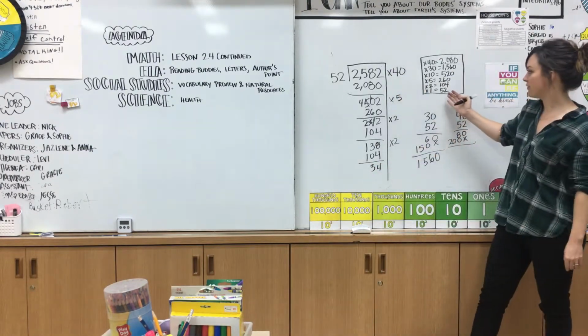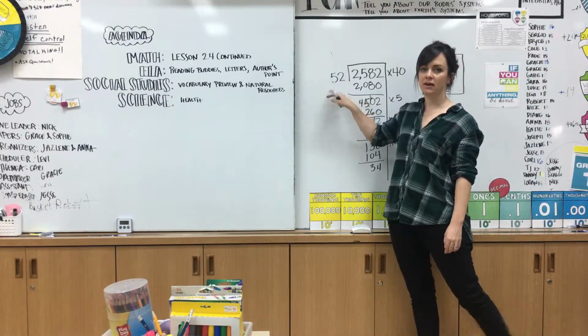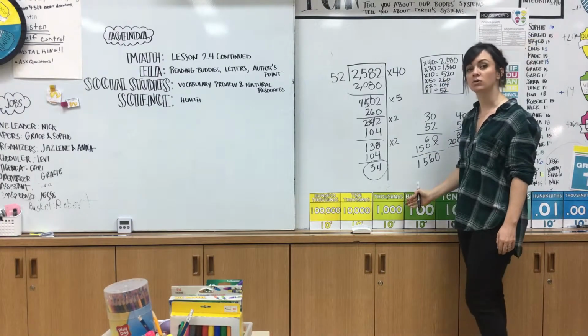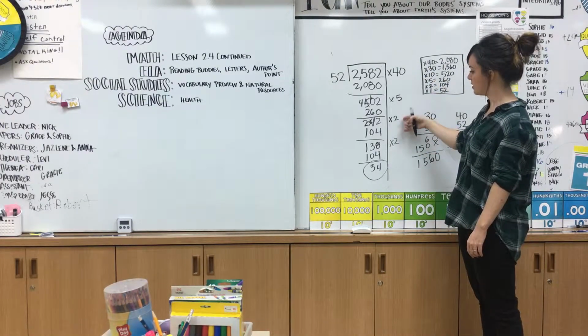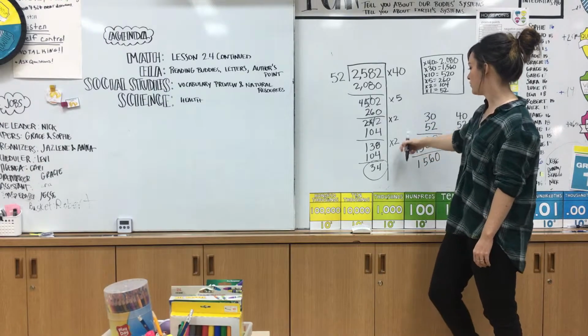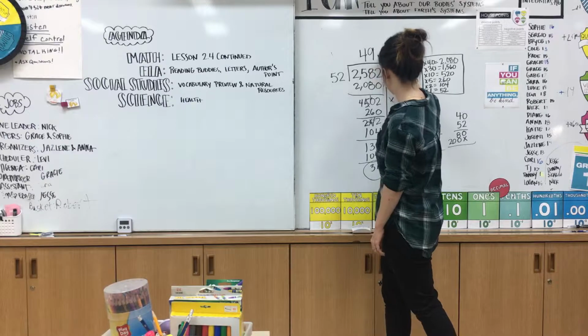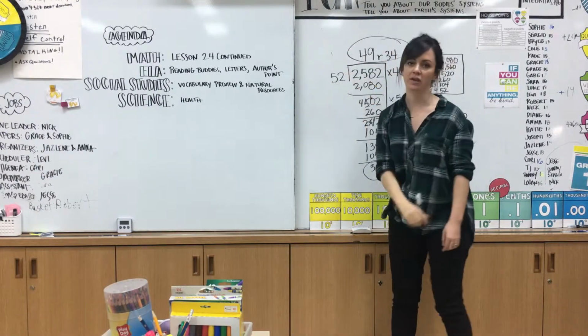I don't have a number less than 52. 34 is less than my divisor, therefore 34 is my remainder. So now to get my quotient, I add up all the numbers on the side. 40 plus 5 is 45, plus 2, 47, 48, 49. So my answer is 49, remainder 34. I'm going to go ahead and circle that in my book.